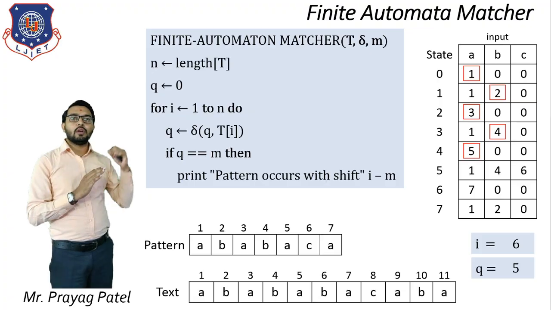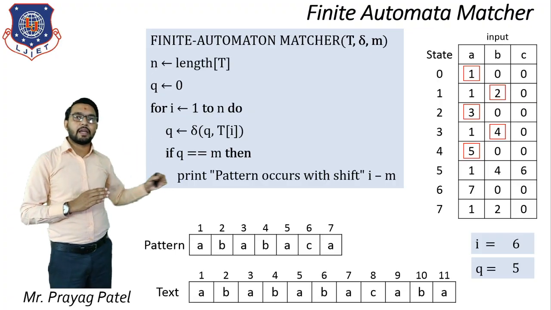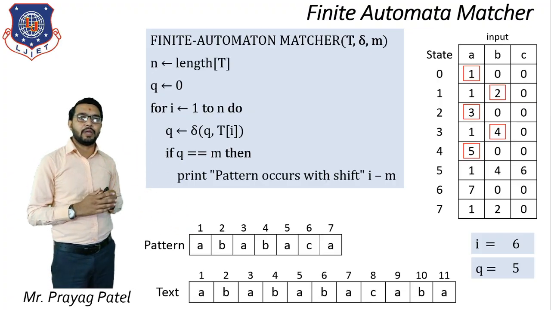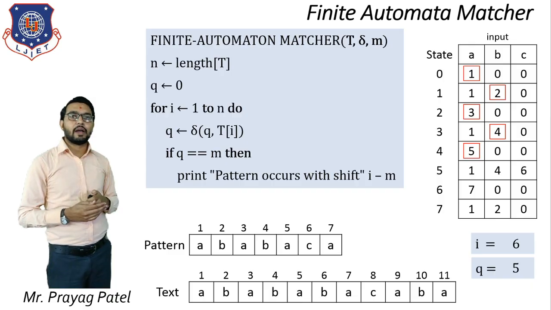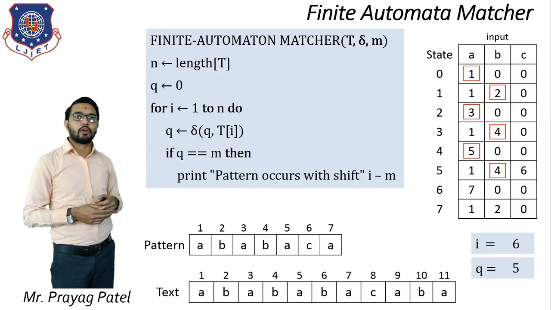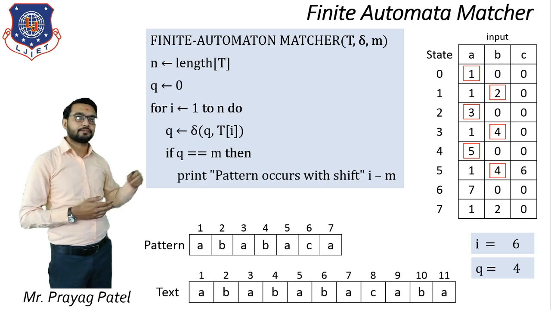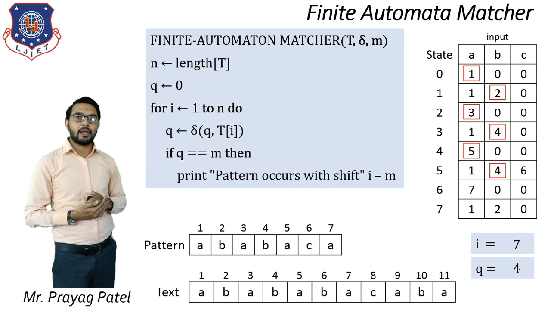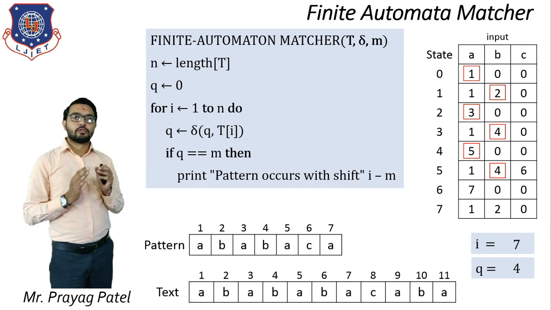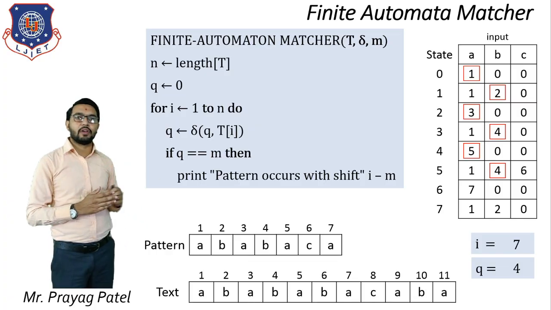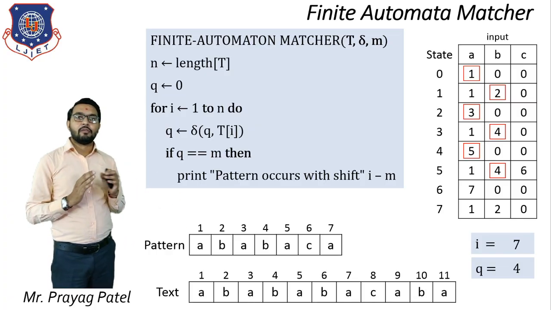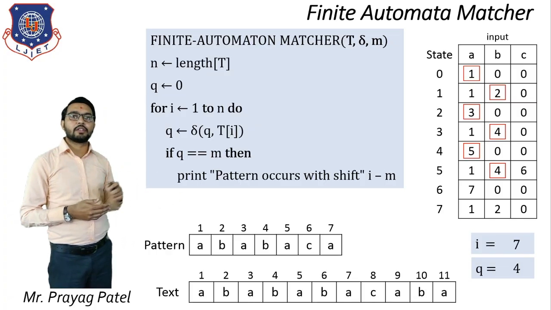Now check 5 and the text location of 6. Text location of 6 is b. So 5b, and 5b has a value of 4. So change the value of q from 5 to 4. Now increment I to 7. The text location of 7 is a, so find 4a, and the 4a location has value 5. So q equal to 5 as the new value.